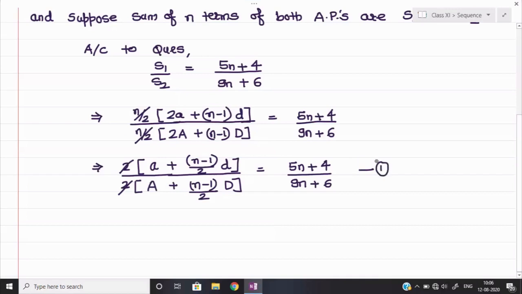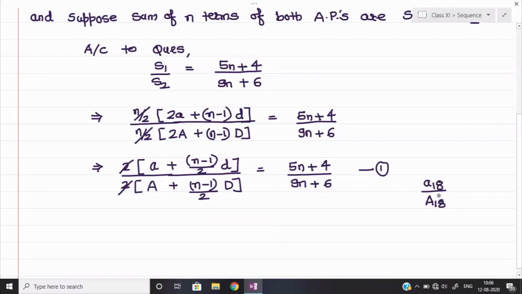Okay. Now try to understand why I have taken 2 common. To see why 2 has been taken common, first of all see the requirement. I need to find out the 18th term of both the series. So suppose small A18 is the 18th term of the first series and capital A18 is the 18th term of the second series.